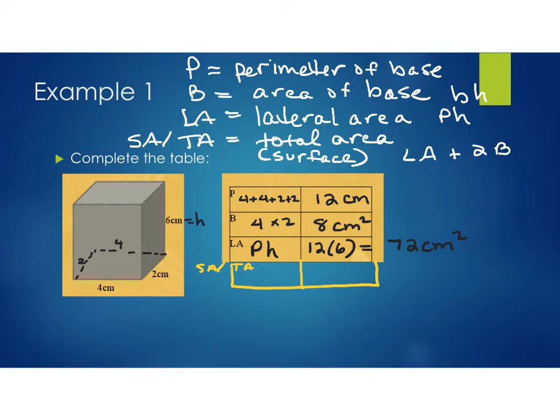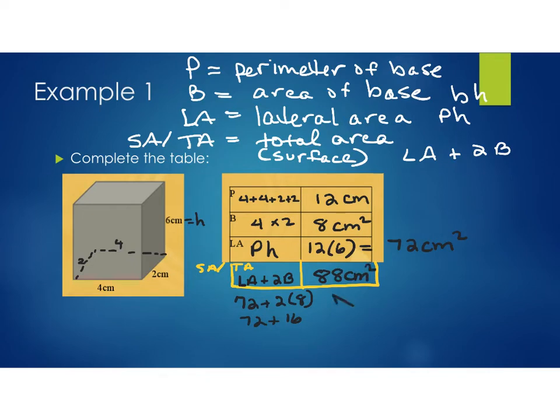And lastly, for the surface area, the total area, again, remember we're going to take the lateral area, which we already calculated, and then add that to the two base areas. So my lateral area is going to be 72. My base areas were 8, and I have 2 of them. 72 plus 16, giving me 88 centimeters squared.